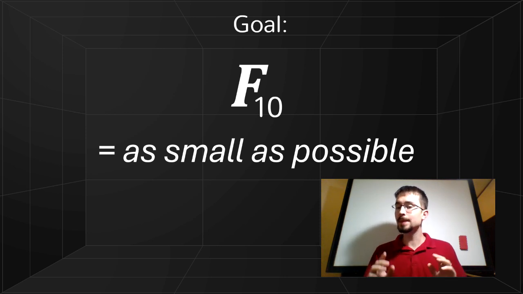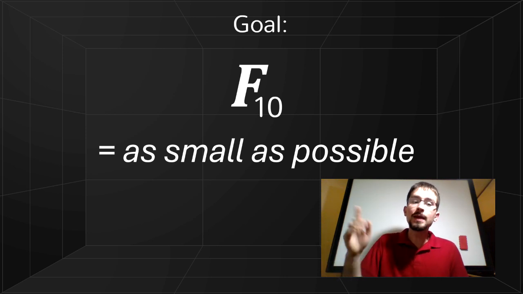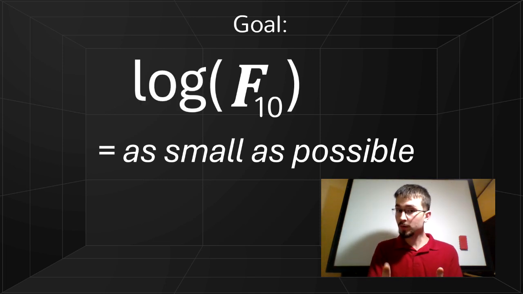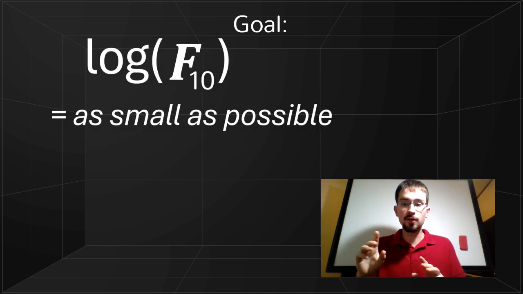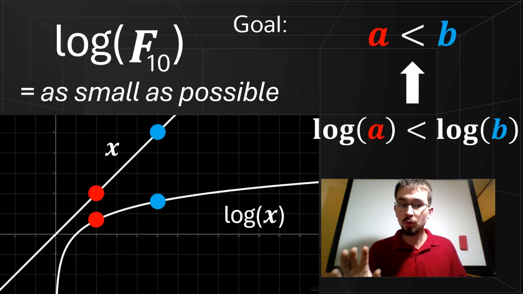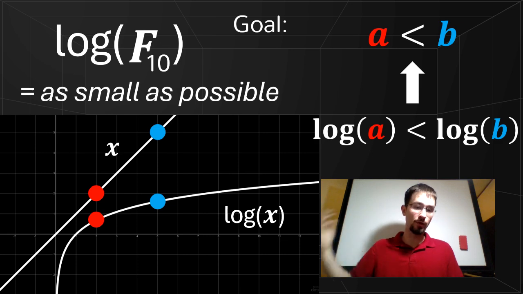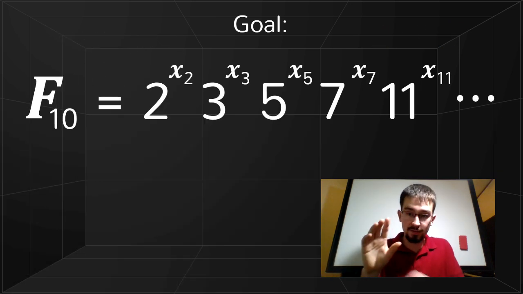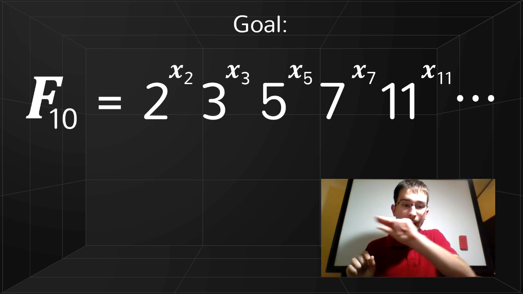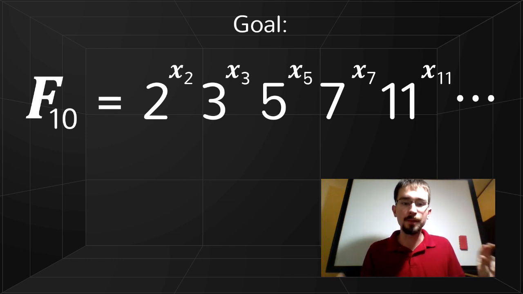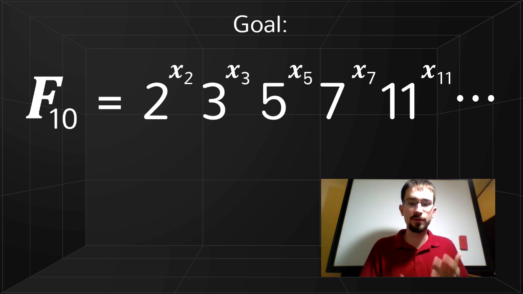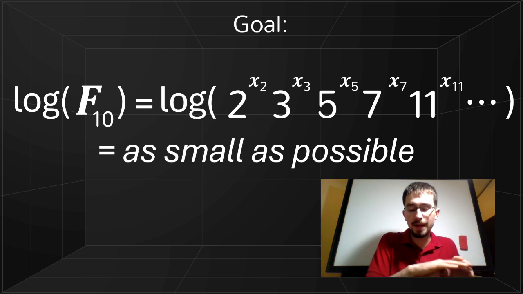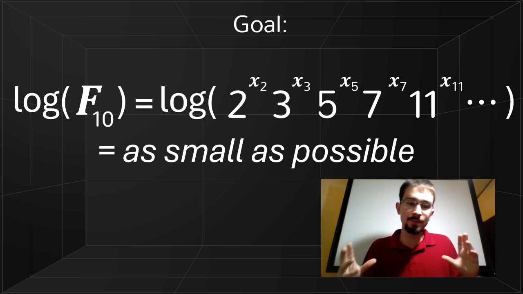What if instead of minimizing f10, we minimize the logarithm of f10? This won't actually change the behavior of anything, since minimizing the log of some value also minimizes that value as well. Next, note that f10 can be written as the prime numbers to the power of their decision variables, since those variables are either 0 or 1. So minimizing the log of f10 will minimize this product as well.